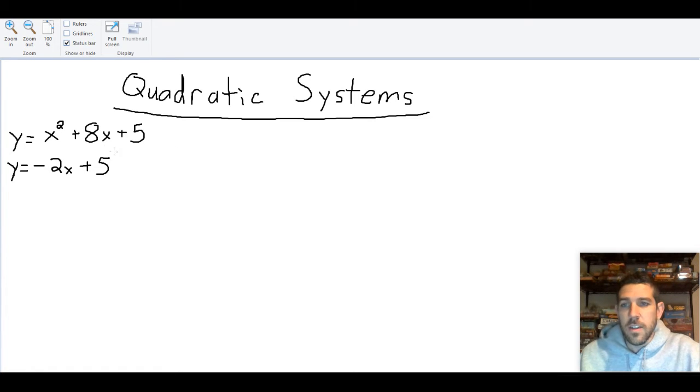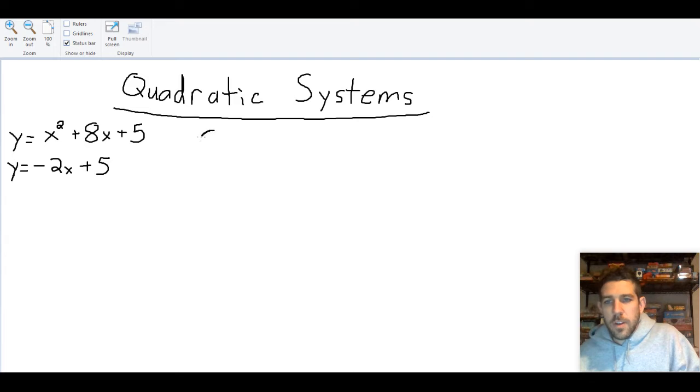So for example, here are two functions where y equals x squared plus 8x plus 5, and this is a linear one of y equals negative 2x plus 5. These are two separate equations, and that makes it a system. And in order to solve this system, you have to find the xy pair that is true for both equations. So we're going to be looking for a solution.